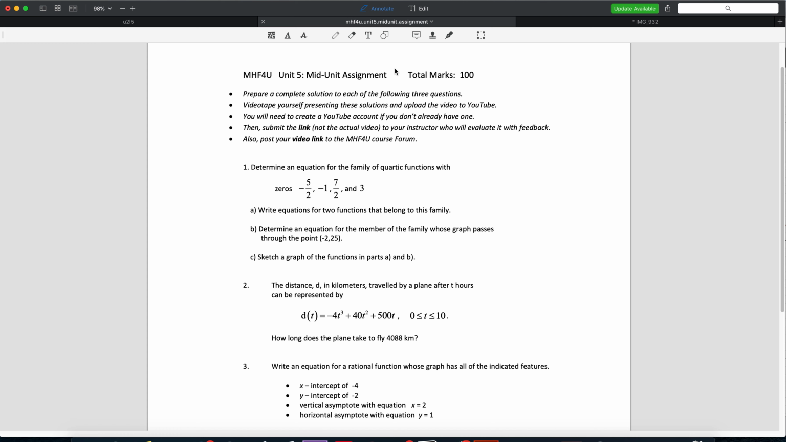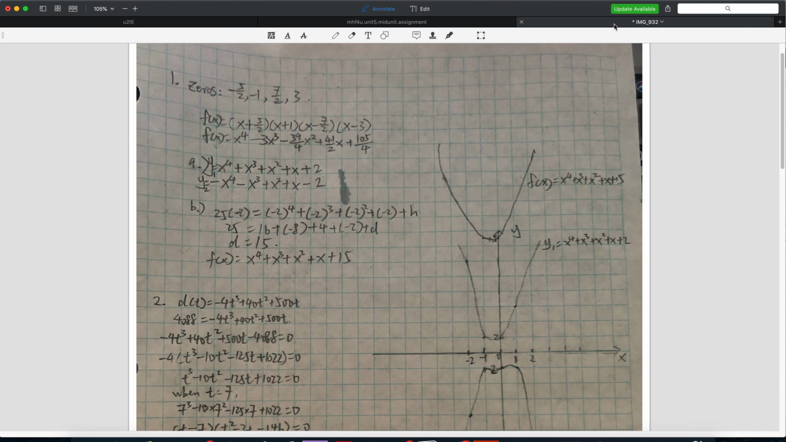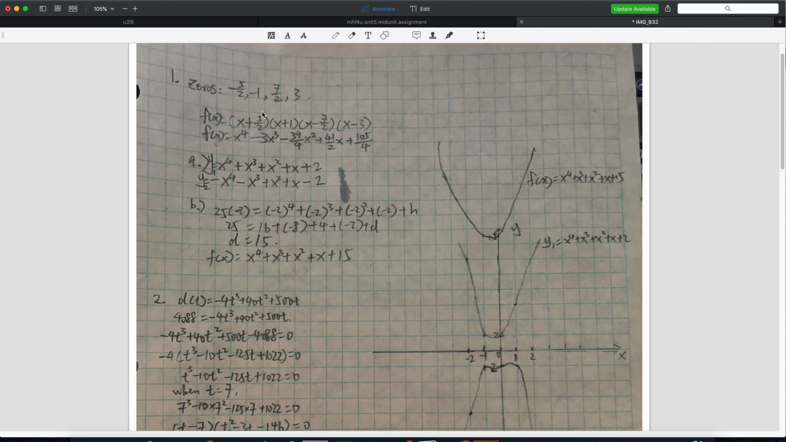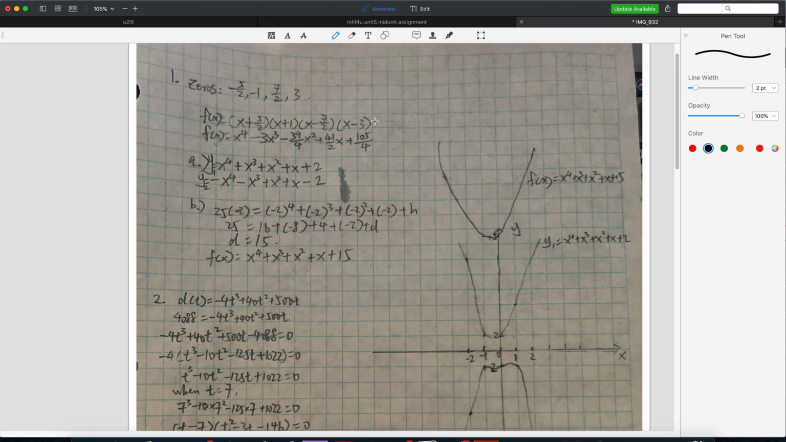So today I'm presenting my work, Unit 5 mid-unit assignment. Question 1. Determine an equation for the family of quadratic functions with 4 zeros. So with these 4 zeros, we can easily determine the equation just by plugging all the zeros into the equation. So that's the first equation. That's the equation for the 4 zeros.